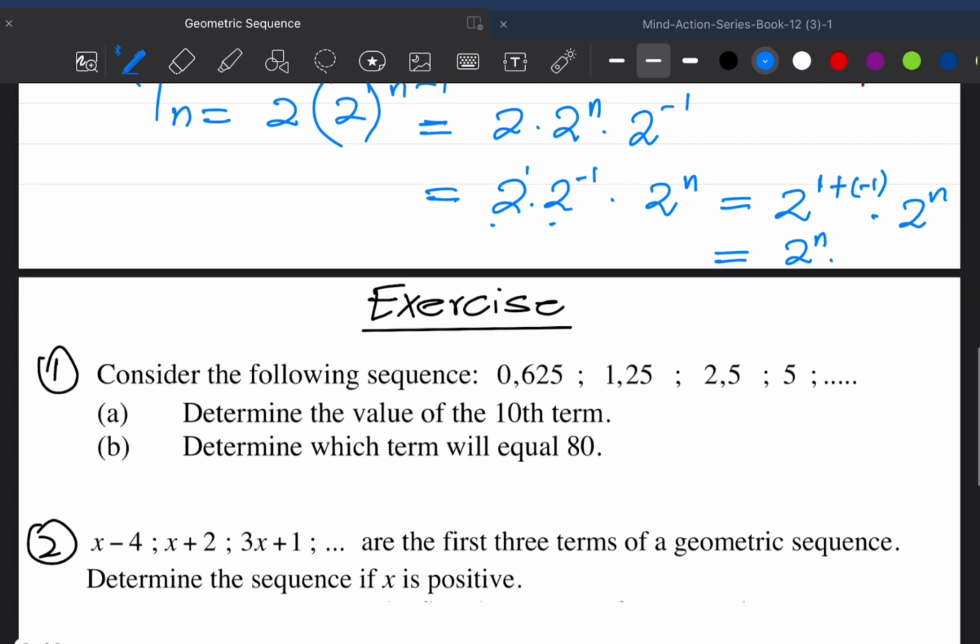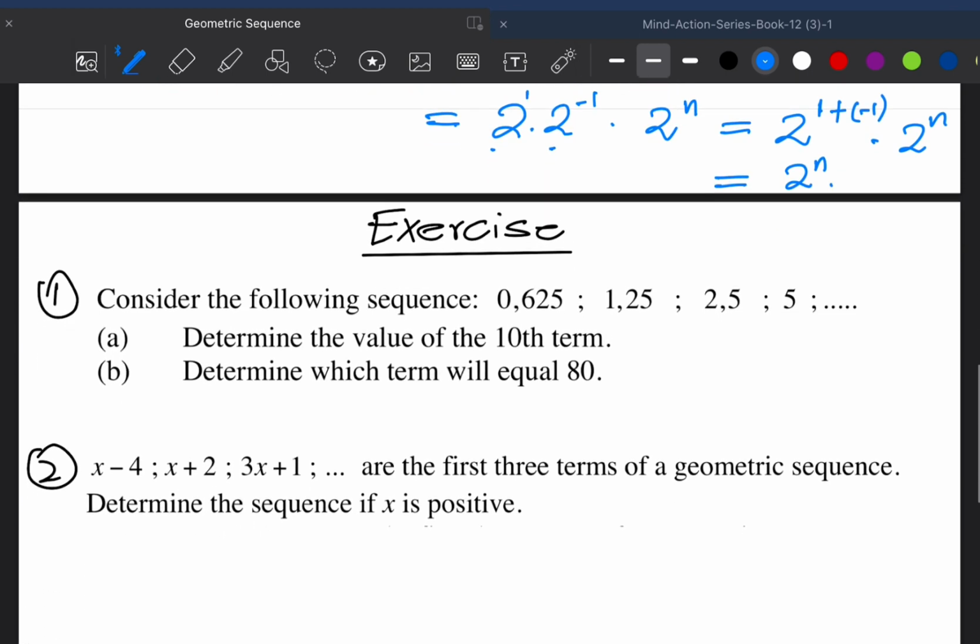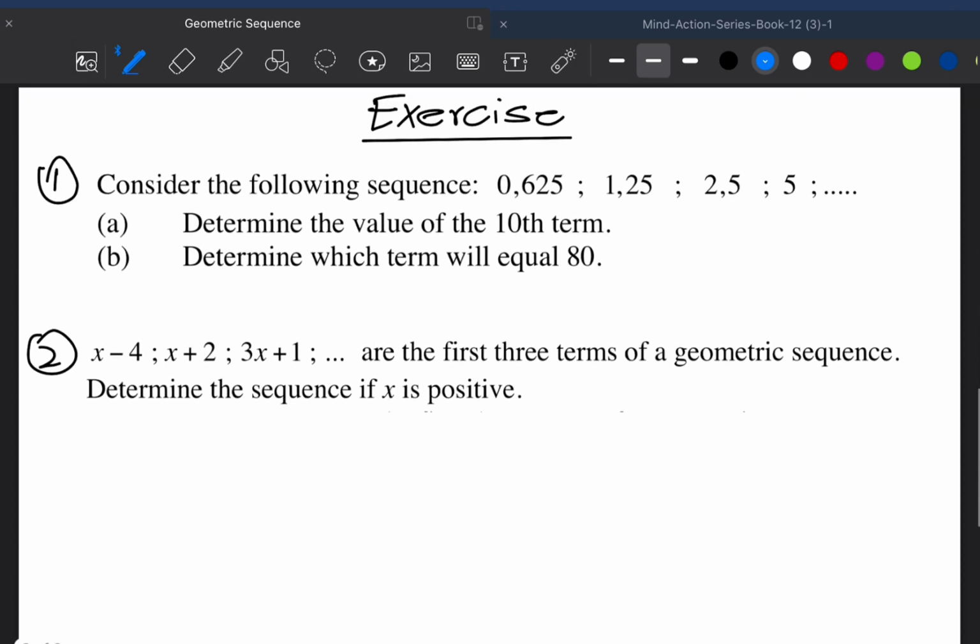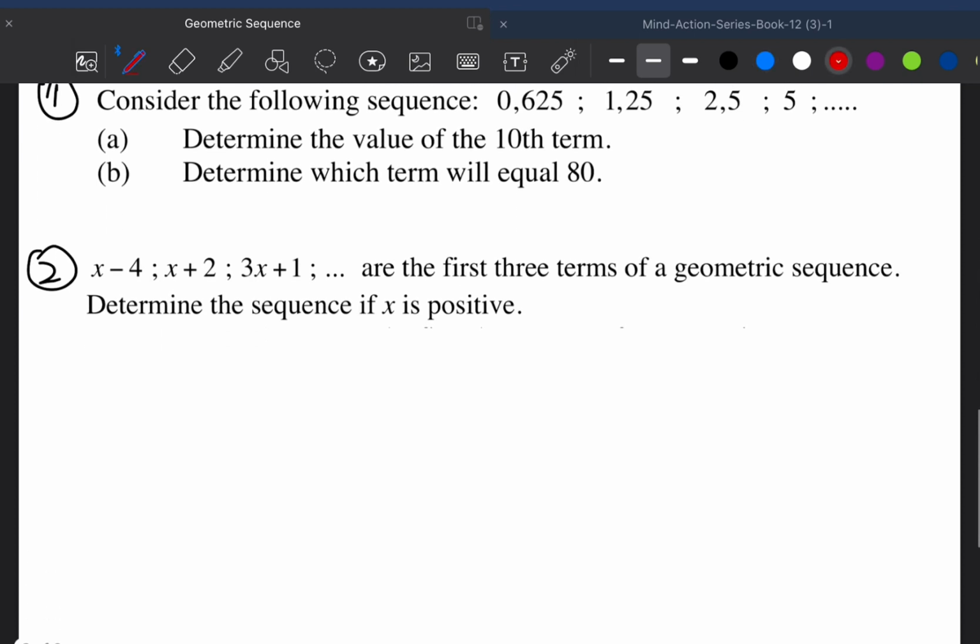Now let us focus on the exercise we have at hand. They say consider the following sequence: 0,625, 1,25, 2.5, 5. Determine the value of the 10th term. Let me try to answer this question here.